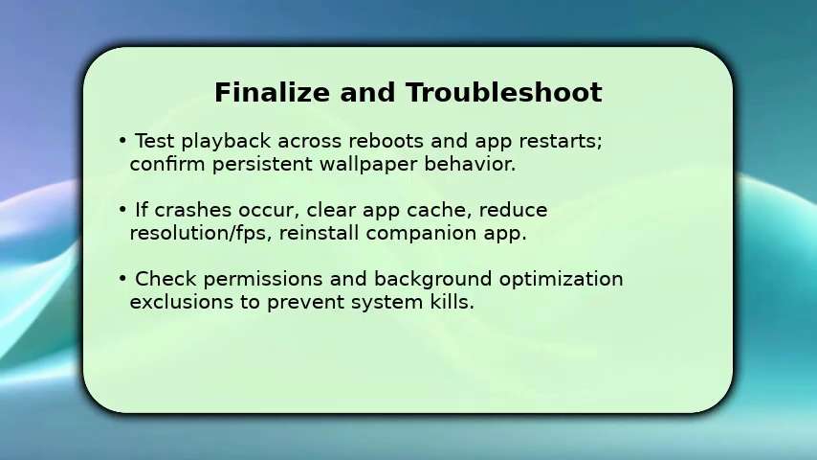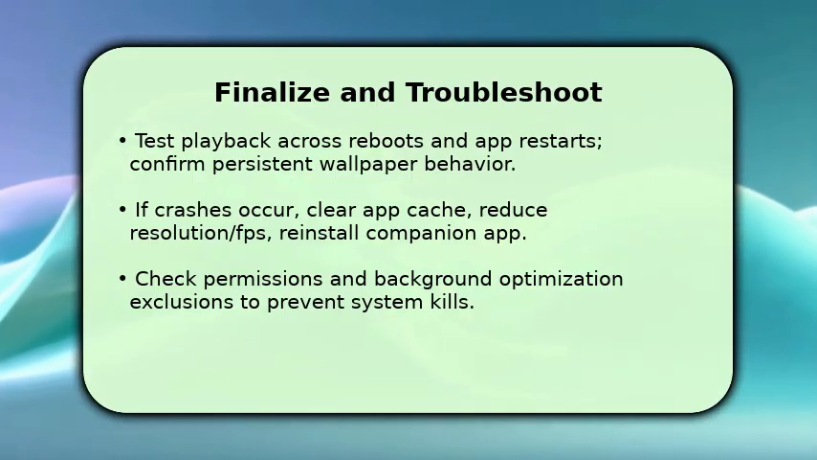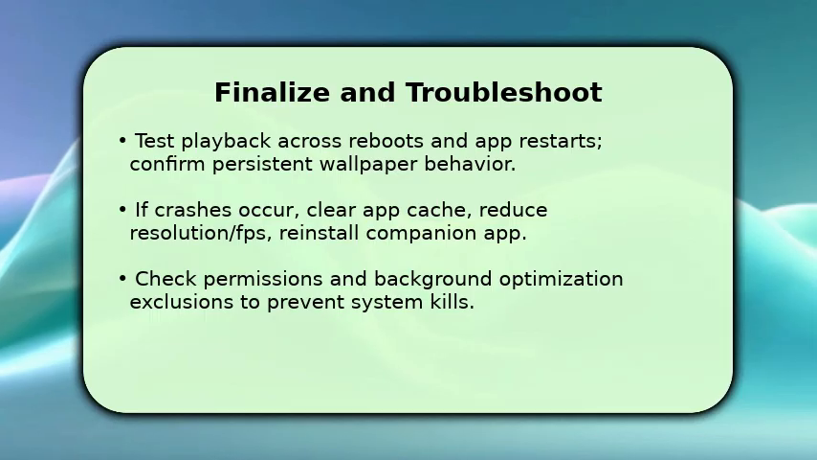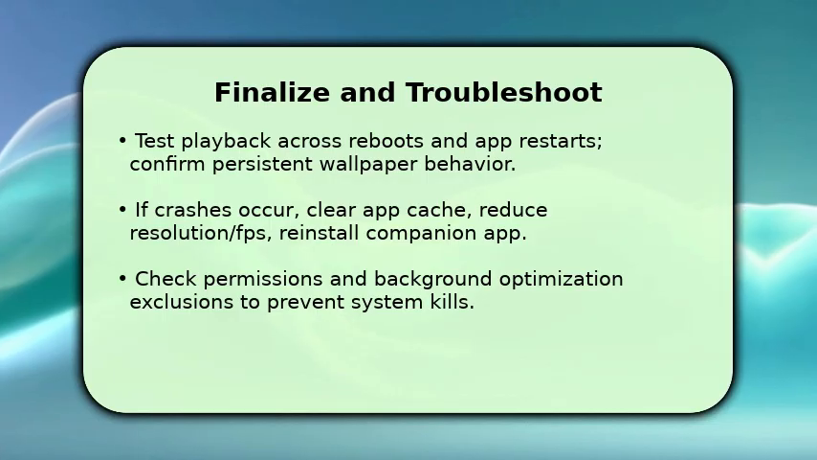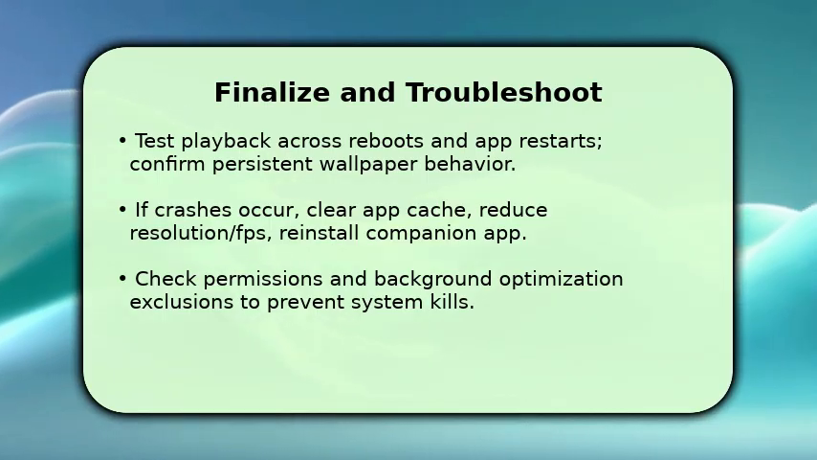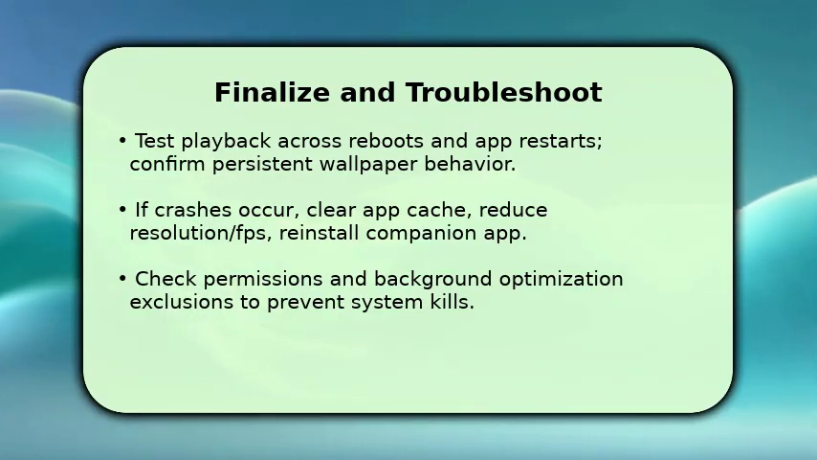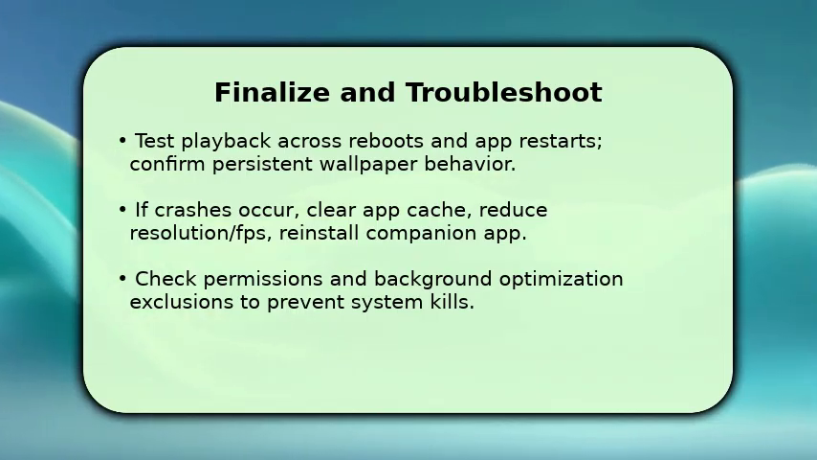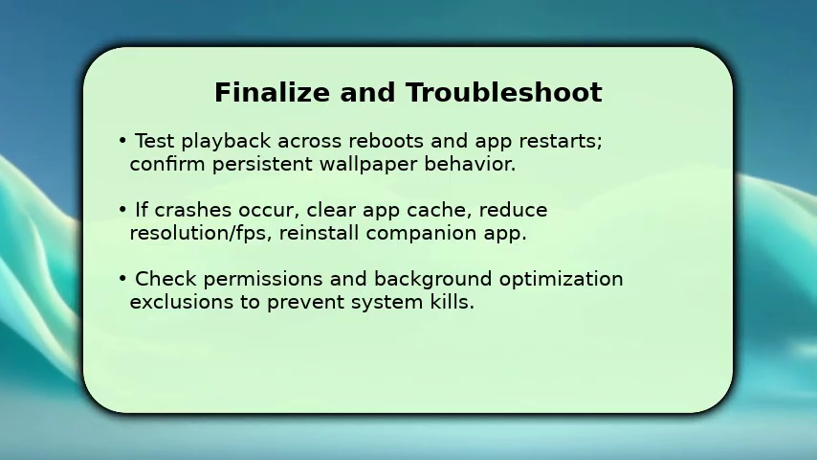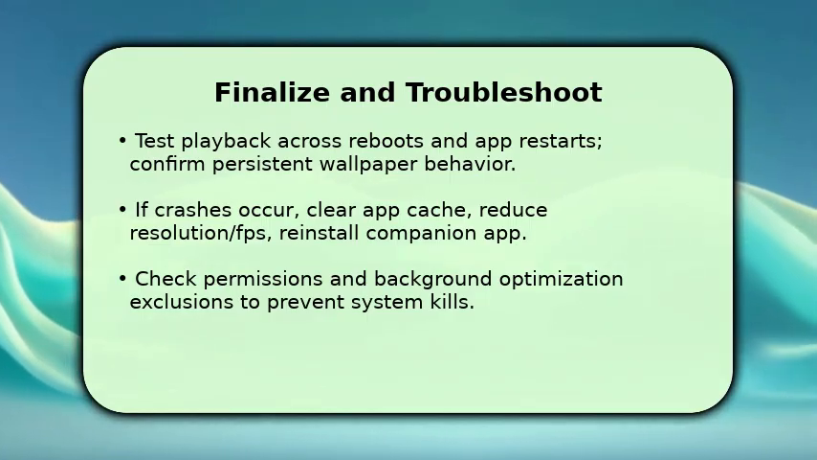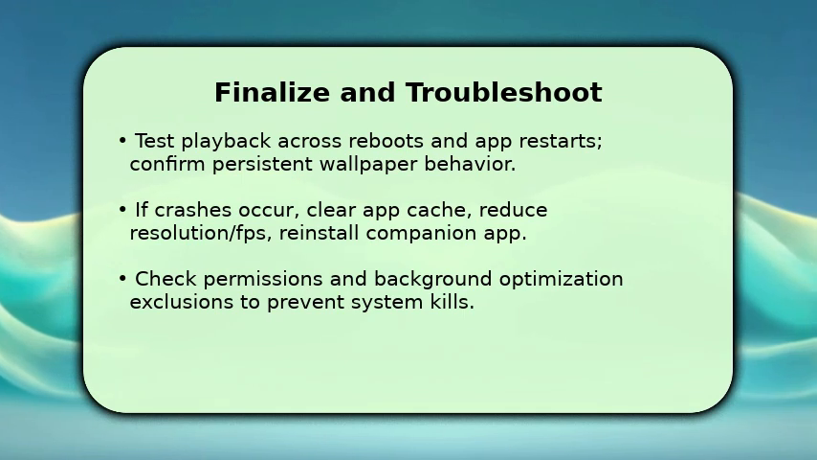Finish by validating stability. Reboot your device, open apps that use GPU, and confirm the live wallpaper persists across restarts. If you encounter crashes or black screens, clear the app cache, lower resolution and FPS, disable intensive features like audio react, then relaunch. Make sure the companion app is excluded from aggressive battery optimization and has storage and background permissions. This prevents the OS from killing the process. If problems persist, reinstall the companion app and retry the transfer.